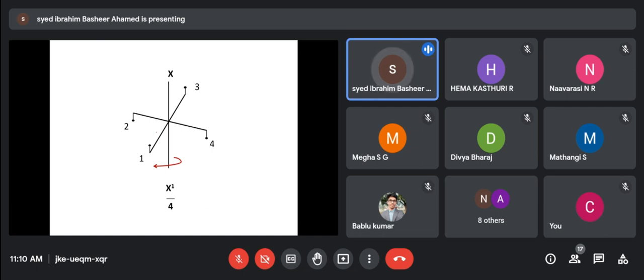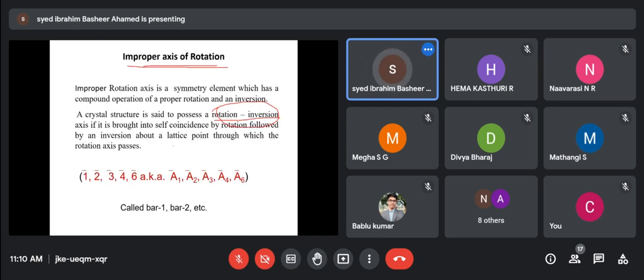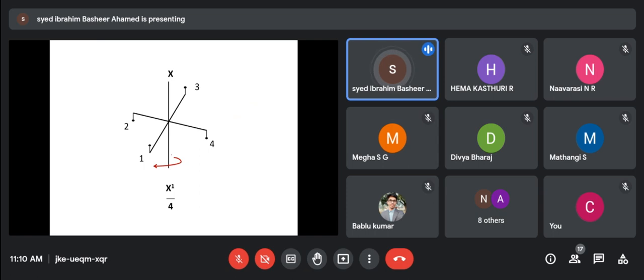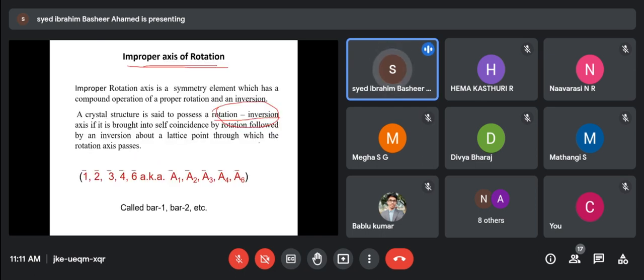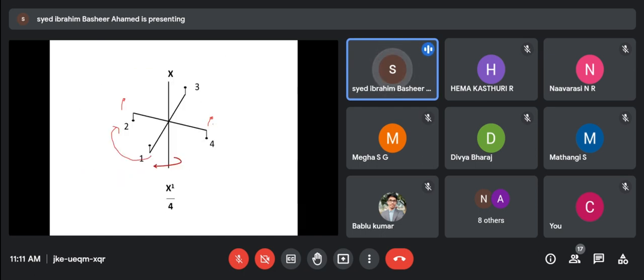Assume you have a molecule like this. What I have to do first is rotate. If I rotate by 90 degrees, this will come here, but you can see this will be facing on top only. So I have completed only the rotation. Now what I have to do? Inversion. If I invert this, I will get this molecule.